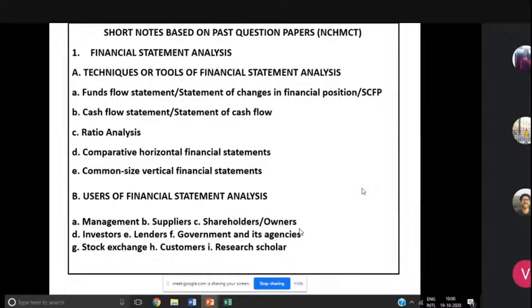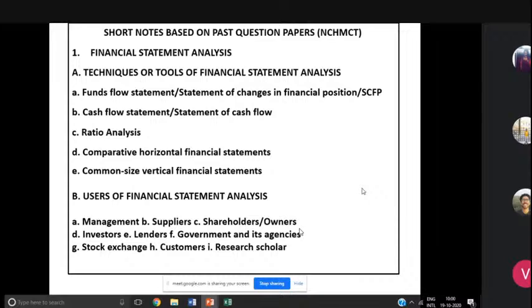Short notes based on your past question papers. We will see each one in detail so that you have no confusion. What is the topic number one? Financial statement analysis. Now it will be clear to you. You have studied funds flow statement. You have done cash flow statement. You have done ratio analysis. You have done comparative horizontal financial statement. Then common size vertical financial statements.